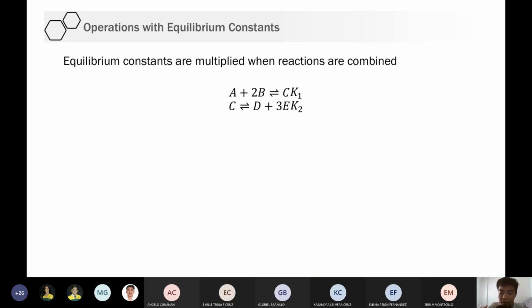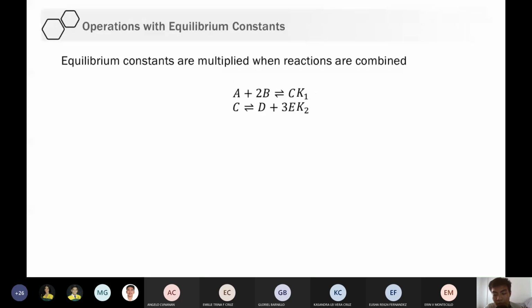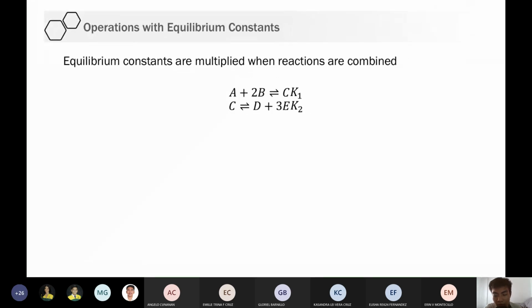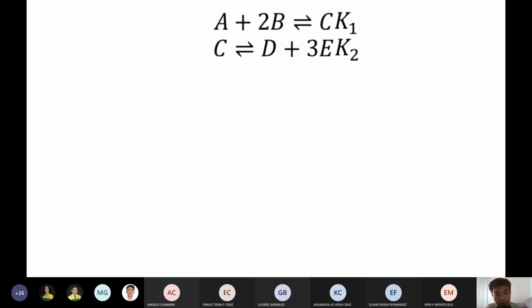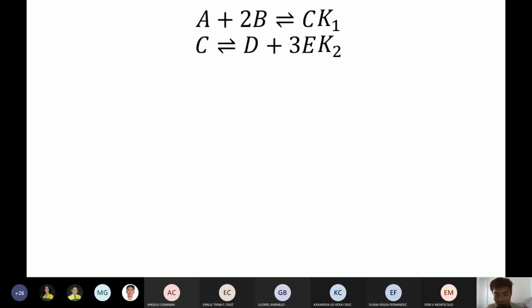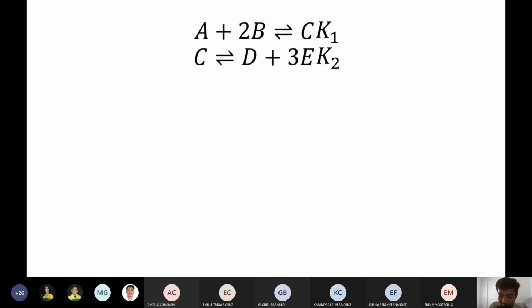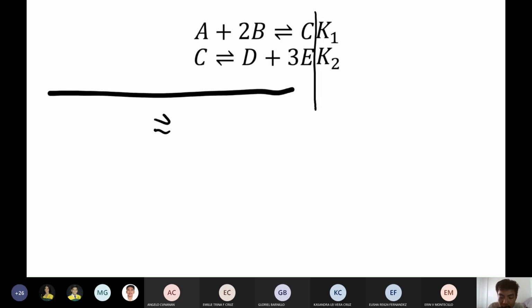Okay, and last one. So, last one will be this one. Equilibrium constants are multiplied when you combine the reactions. So, when you say combine the reactions, pagsasamahin mo yung dalawang equation. Okay, so we have this equation here. A plus 2B in equilibrium with C. And the second equation will be C in equilibrium with D and 3E. Okay? So, kunin natin yung overall sum ng equation na to. So, pagsama-samahin natin.